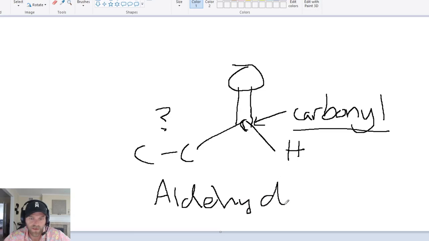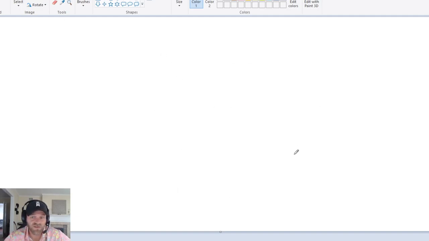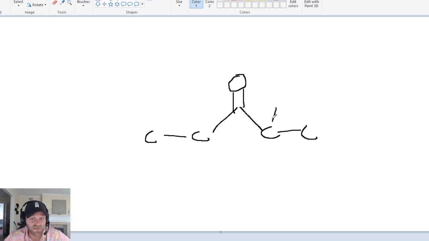Now the next one also has a double bonded O, but it doesn't have the hydrogen. Remember I said it always has a hydrogen coming off. This one can have another carbon. So I'm going to do carbon, carbon, carbon, and right here, the double bonded O. So if this right here is not a hydrogen, but a carbon, then we call this a ketone.